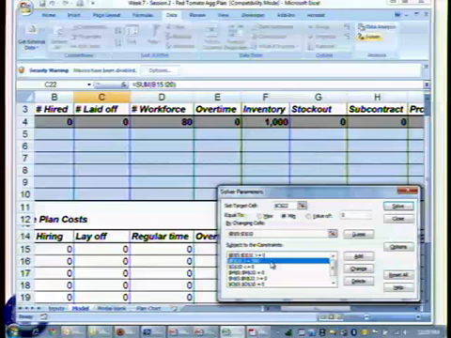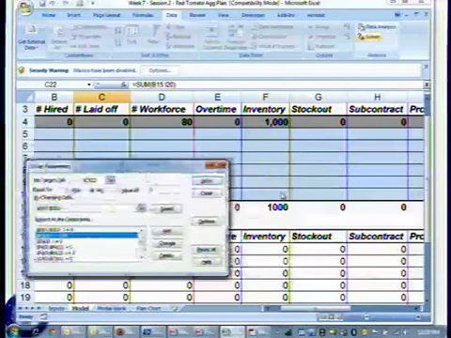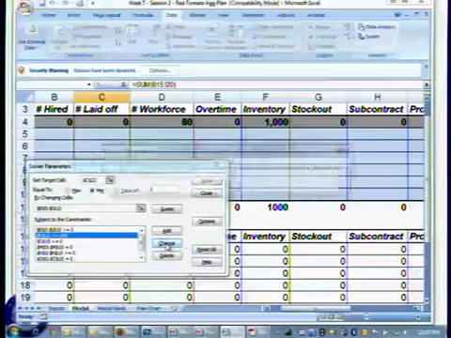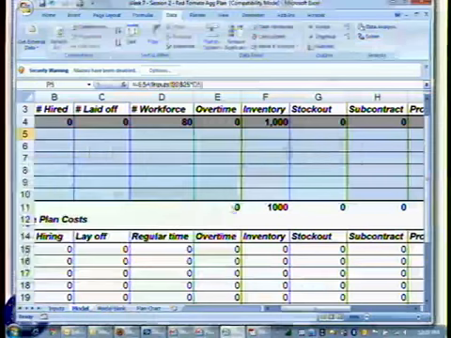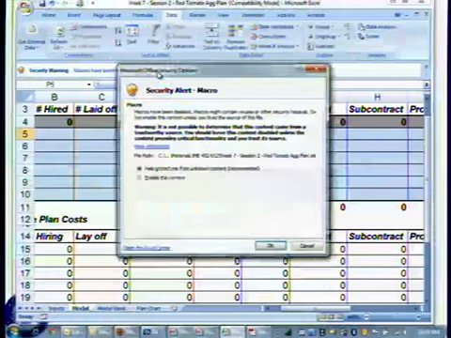The next constraint assures that F10 is this cell right here. Whoops, forgot to shut off my macros.